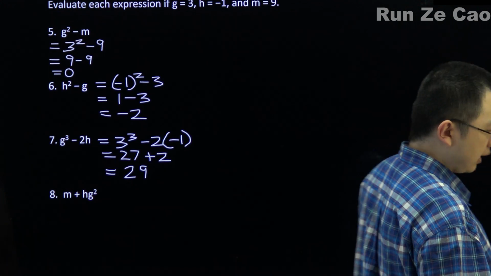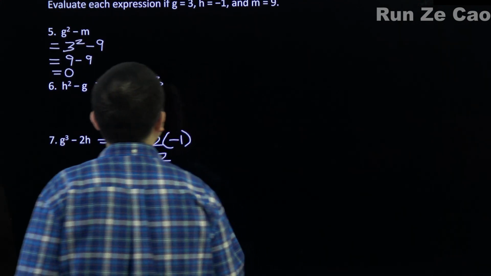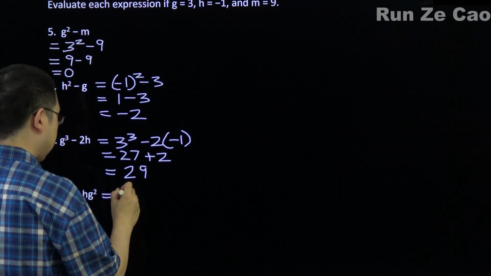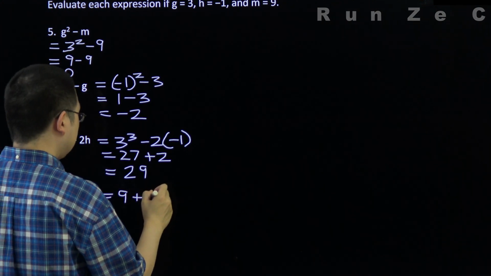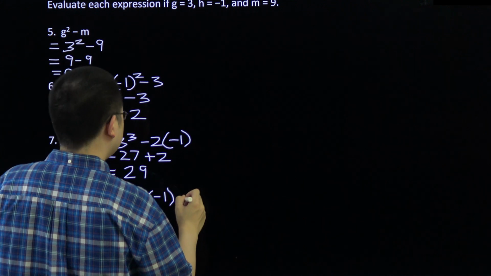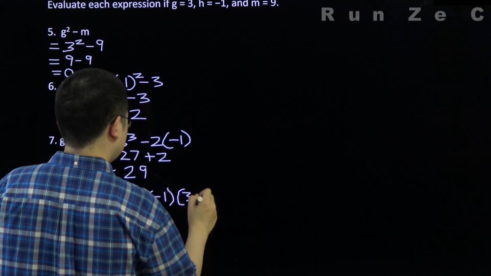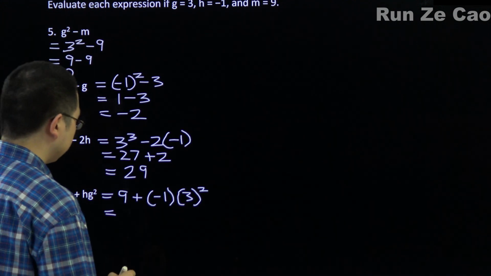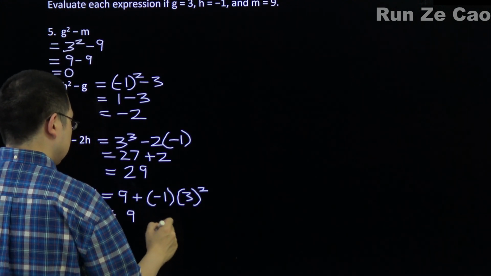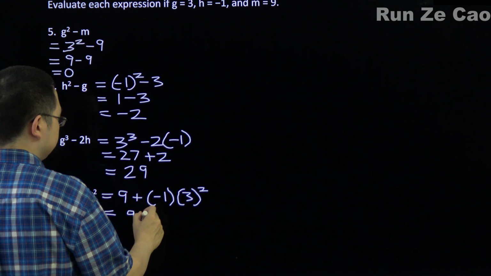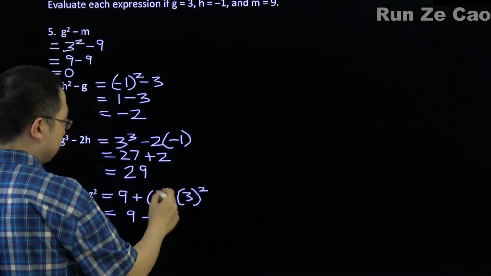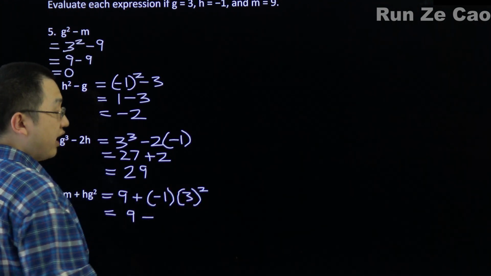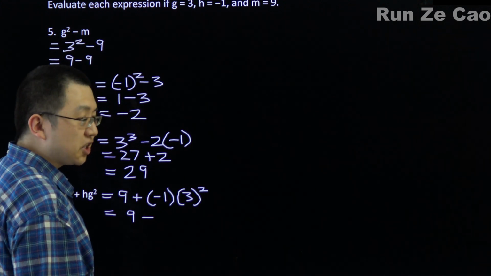M plus hg squared. M is 9, plus h is negative 1, and g is 3 squared. So that is going to be 9 minus this. An exponent is a multiplication.